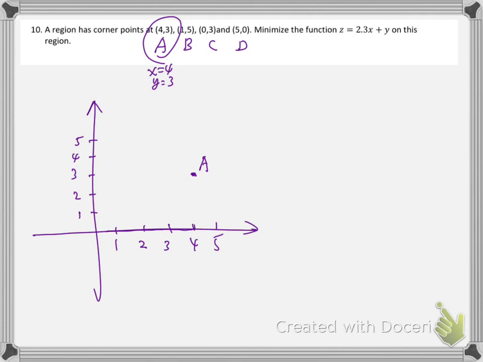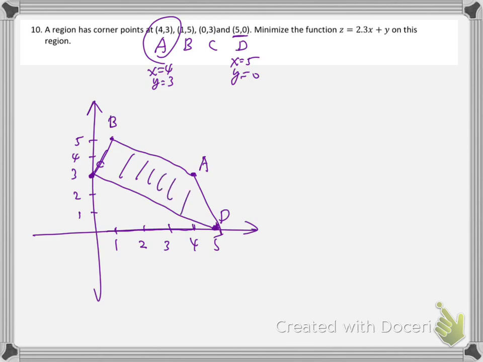B is 1, 5, so you go to 1 and then up 5. If you don't know how to plot this point, learn with a tutor. Then C: don't go left or right, just go up 3. D has x part 5, y part 0, so go to 5 and don't move. This is our A, B, C, D, the region with these 4 corners.